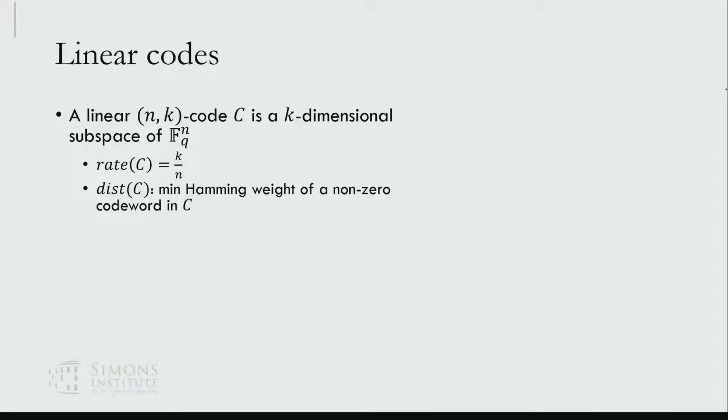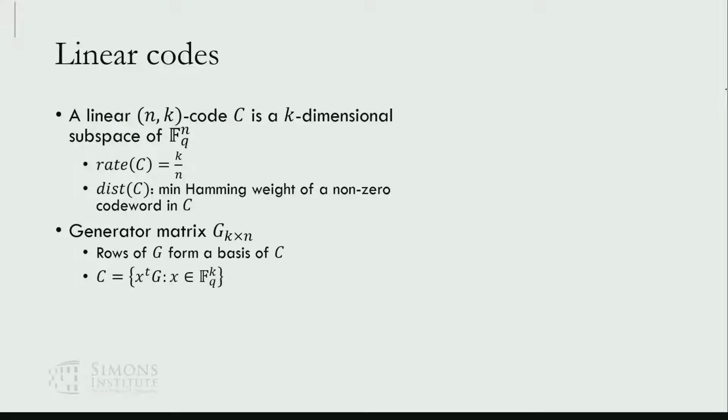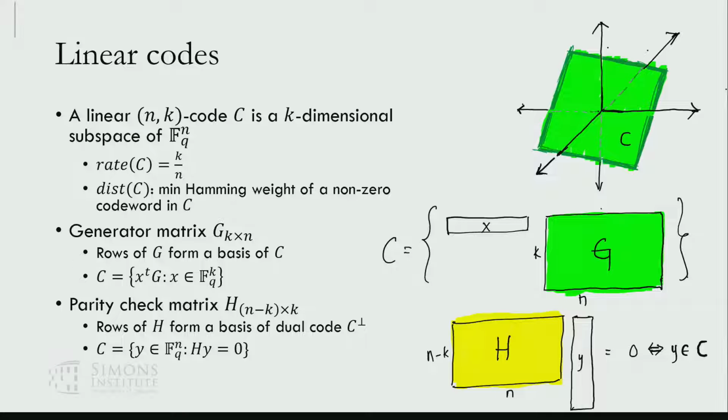Okay, so I'll only talk about linear codes in this talk. So a linear [n, k] code is a k-dimensional subspace of F_q^n. The rate is k over n, and we are interested in good distance, but we'll see that we'll need more than that. The distance is the minimum weight of a non-zero code word. And then there are two ways to represent the linear code. One is via the generator matrix, whose rows form a basis for the code. Or you can represent it by the parity check matrix, whose rows form the basis for the dual code. So these are the constraints that your code will satisfy.